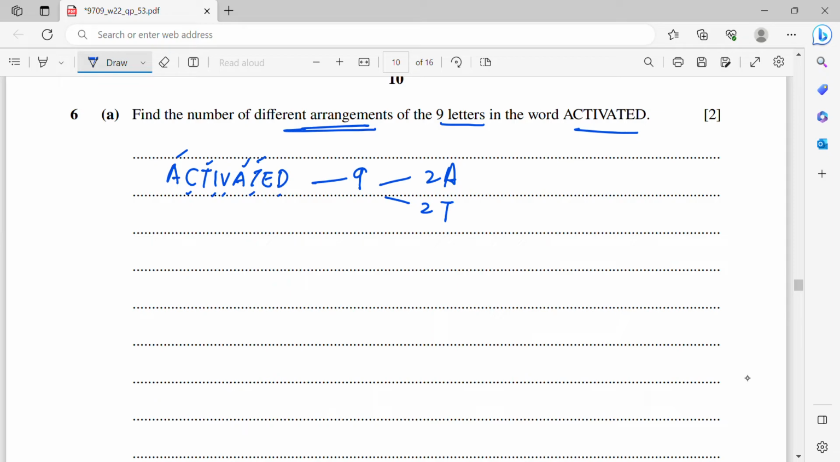So now, to get the arrangements of 9 letters whereby there are 2 A's and 2 T's, I will write number of arrangements equals 9 factorial over 2 factorial from the A's and 2 factorial for the T's. So it will be 90720.